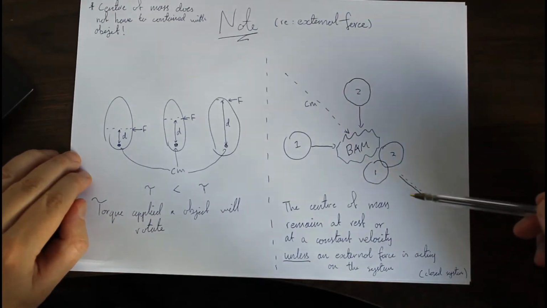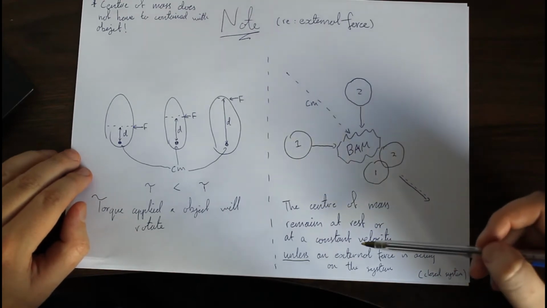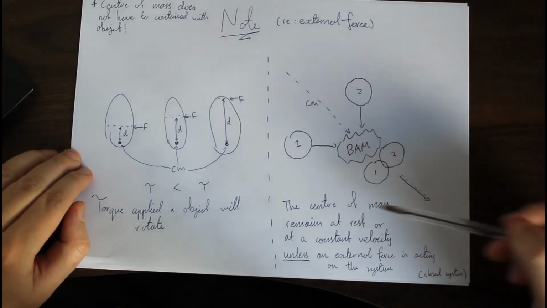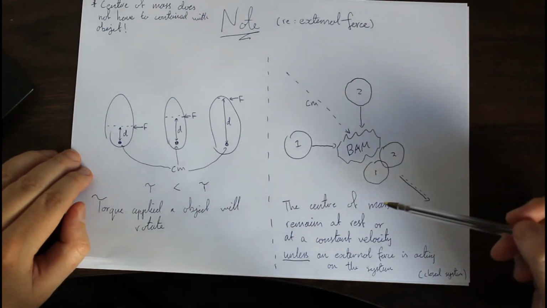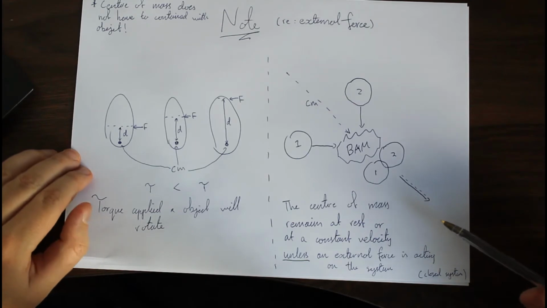We want to note that the centre of mass remains at rest or at constant velocity unless an external force is acting on the system. So if we have a closed system here with no external forces acting, the centre of mass will continue. If the centre of mass is stationary, it will stay stationary.